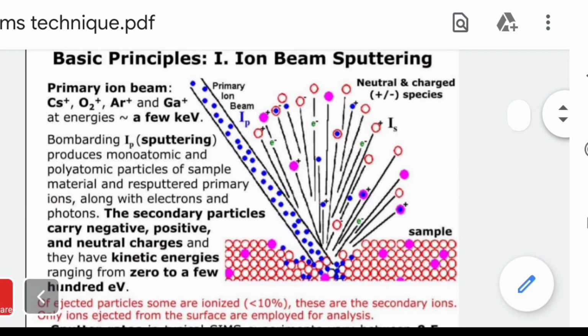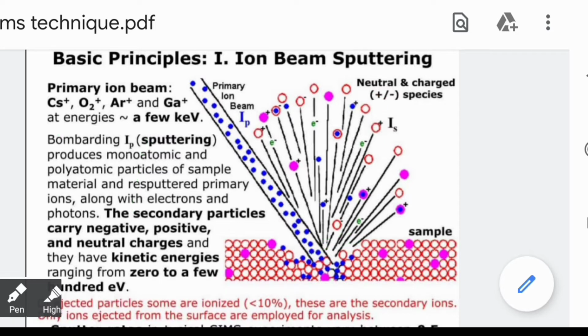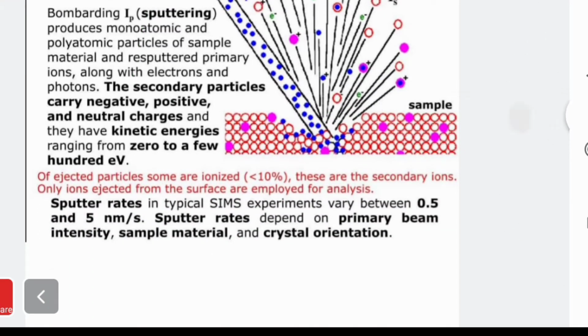A primary beam of cesium, oxygen, argon or gallium in the positive state might be incident on the solid surface. The bombardment of these primary ions on the solid surface will generate secondary ions, which might be positively or negatively charged ions, or some neutral molecules might get ejected due to the sputtering. The determination of the mass of these ejected ions forms the basic principle of our secondary ion mass spectrometry.